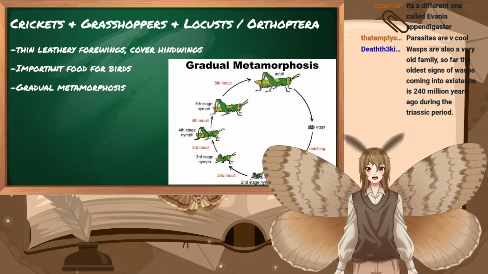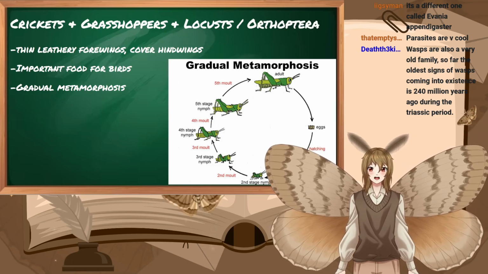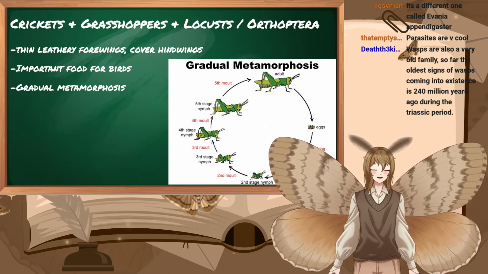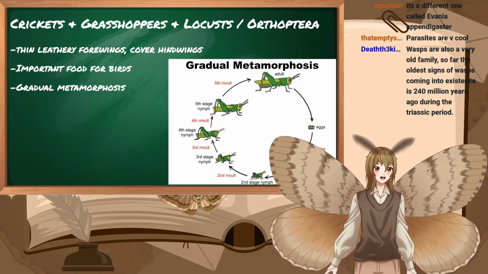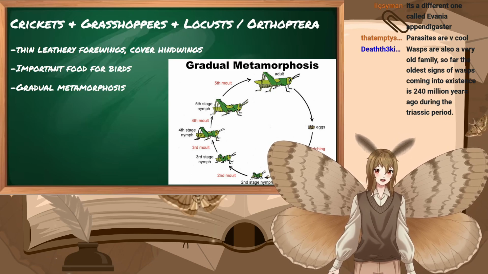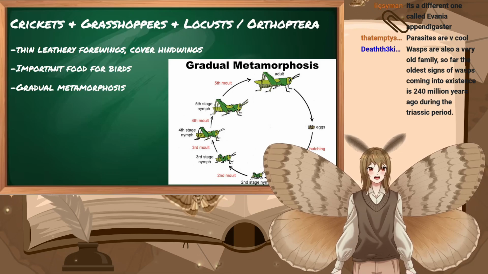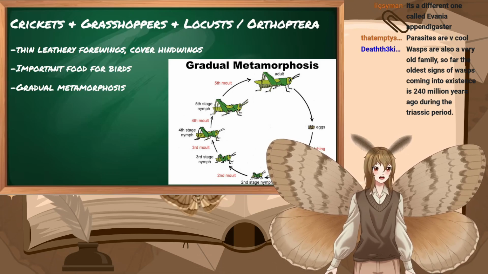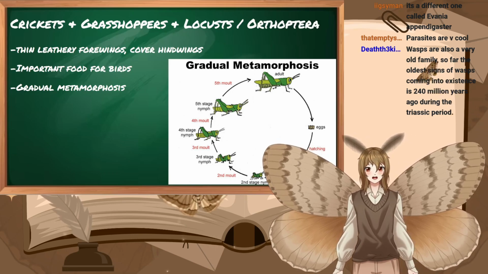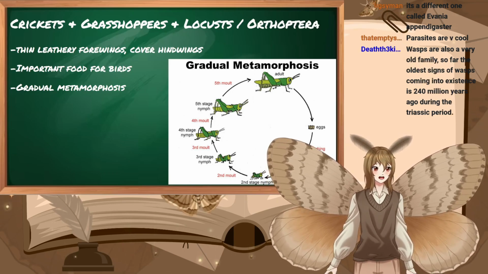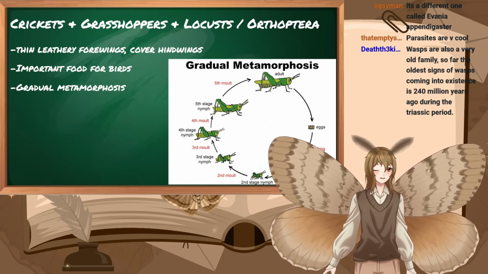Now we get to the crickets, grasshoppers, and locusts, which is called the Orthoptera. They have thin, leathery forewings, which they use as cover for their hind wings, similar to how beetles do it, but not as strong and not a fully hardened exoskeleton. They are very important foods for birds and also other insect-eating predators. They undergo a gradual metamorphosis, which is not like a complete metamorphosis, but way more like the incomplete metamorphosis.